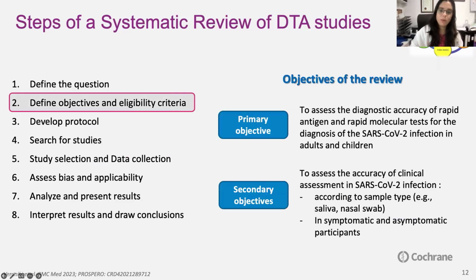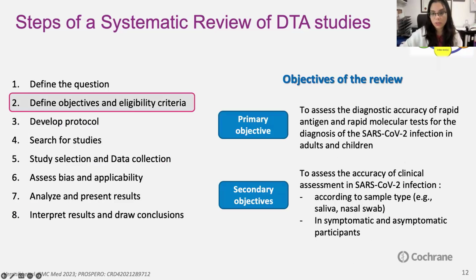review. So the primary objective usually refers to the accuracy of the index test for the diagnosis of the disease in the relevant population. So here, for example, we have to assess the diagnostic accuracy of the rapid antigen and rapid molecular tests for the diagnosis of SARS-CoV-2 infection in adults and children.